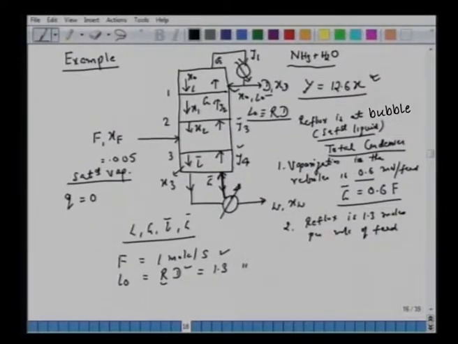Now what is given here is G bar, the vapor reflux, which is 0.6 times F. So we have this G bar as 0.6 moles per second. So F, L0, and G bar are given to us. Now let's see if we can compute the other quantities.